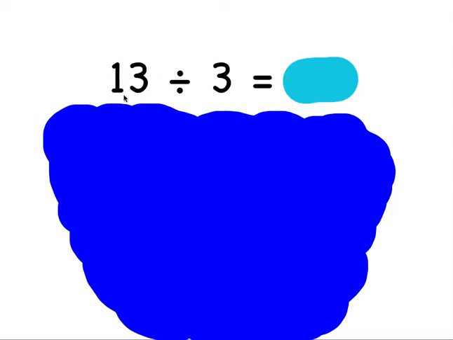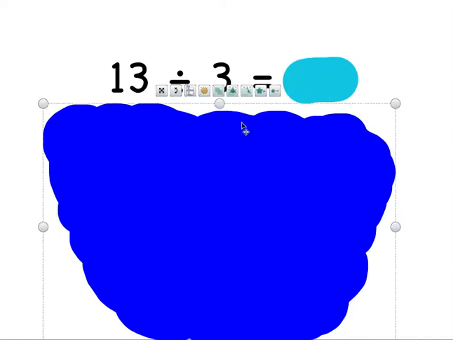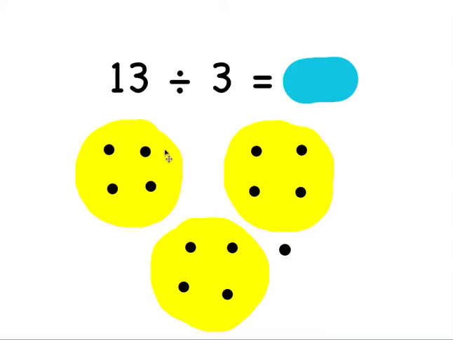So 13 divided by 3 equals what? If you remember from yesterday, I would have to draw 3 groups, and I would have to divide that 13 up. So if I go 1, 2, 3, 4, 5, 6, 7, 8, 9, 10, 11, 12, I would end up with 4 dots in each, and I would have a remainder of 1. So the answer would be 4 remainder 1.